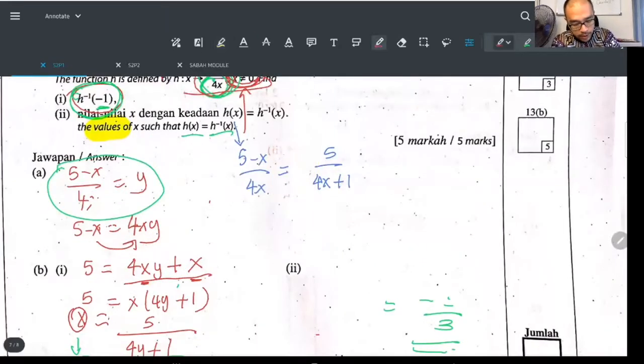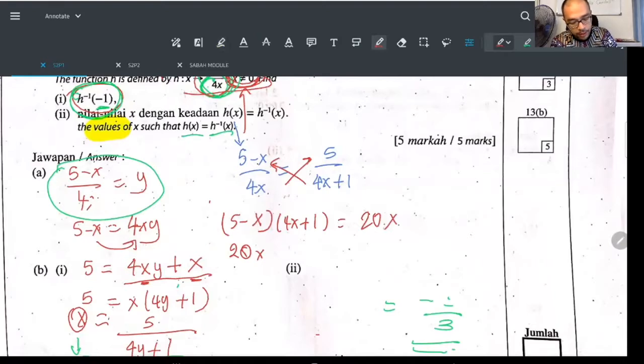Cross multiply: 5 minus x times 4x plus 1 equals 20x. 5 times 4x, you get 20x. Plus 5 minus 4x squared minus x equals 20x.